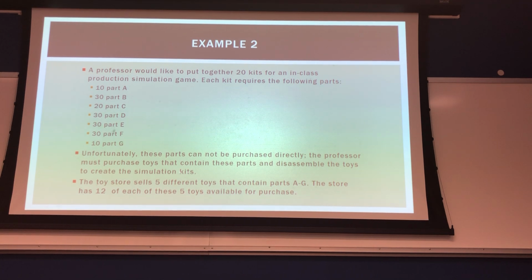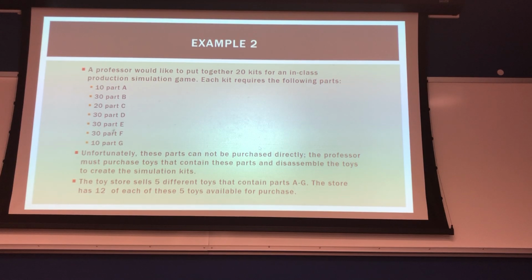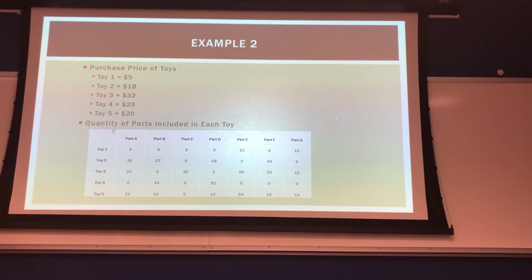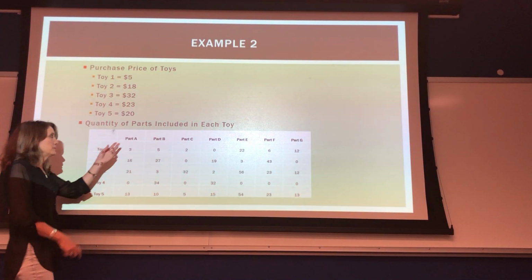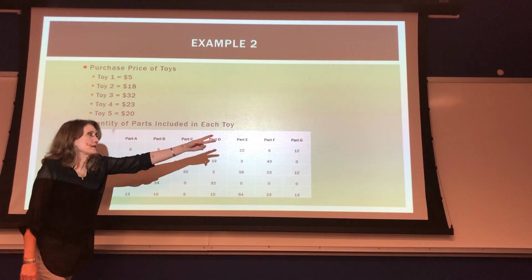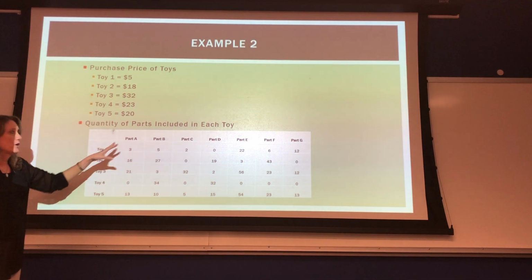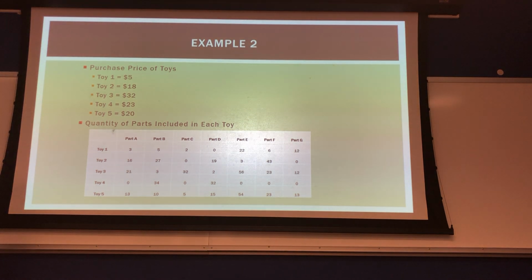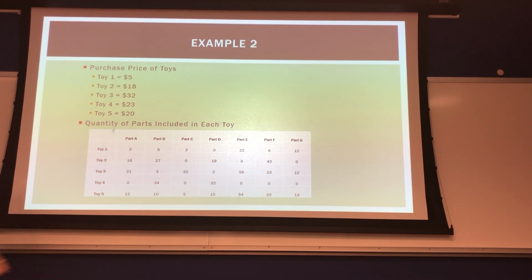And there's a store that has 5 different toys, and there's a store that has 12 of each of those toys. And if you got a toy 1, for instance, it would have 3 A's, 5 B's, 2 C's, etc., like that, okay? So that's how you would know the parts that you were getting out of it. And this is how much those toys cost.